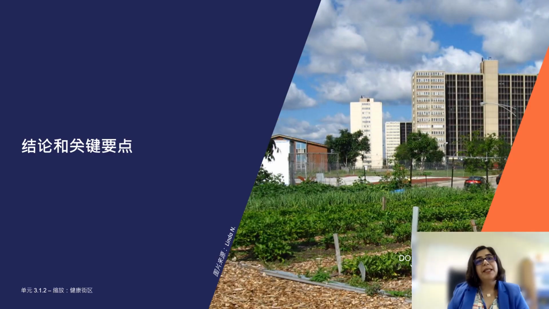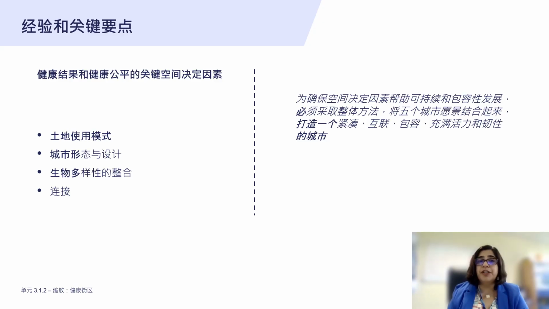To sum up, the Zoom brings out several aspects for urban practitioners. Land use patterns, urban morphology and design, integration of biodiversity, connectivity through efficient transport infrastructure, all of these are the spatial determinants for health outcomes and health equity. To ensure sustainable and inclusive development with multiple health benefits, it is important to consider a holistic approach represented by a combination of the 5 city visions and key principles or spatial factors described above.